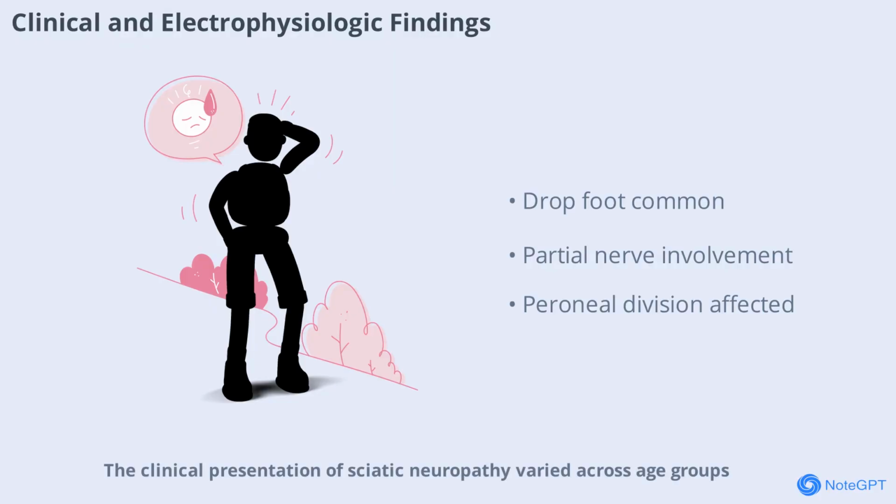Clinical presentation of sciatic neuropathy varied across age groups. In adults, injection trauma was the leading cause, while in children both trauma and postoperative complications were common. Drop foot was observed in a significant proportion of both groups. Electrophysiologic studies revealed that total sciatic nerve involvement was relatively rare, with partial involvement, especially affecting the peroneal division, being more frequent. NCS and EMG findings helped differentiate between types of injuries and the extent of nerve damage, providing valuable information for prognosis and treatment planning.